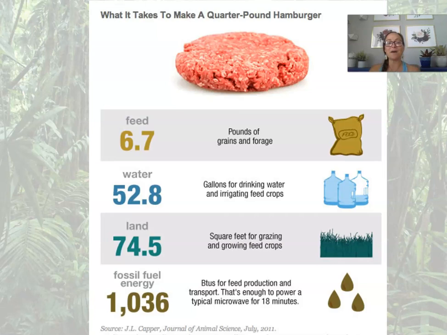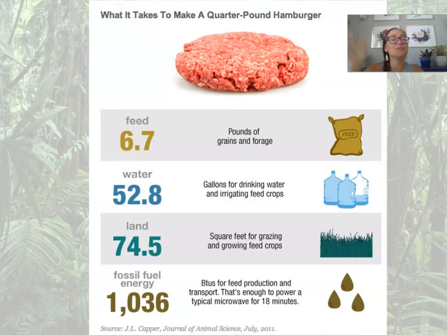And so when you think about how much it goes into raising a cow to get just a quarter-pound hamburger, you're looking at almost 7 pounds of grain, 50 gallons of water, and 75 square feet of grazing or growing crops. So for me, I think about that 6.7 pounds of grain for one hamburger. And I always think about the grocery store when I'm buying rice. Like, I love rice. So if I buy a 5-pound bag of rice, I think about how many meals I can get from that.